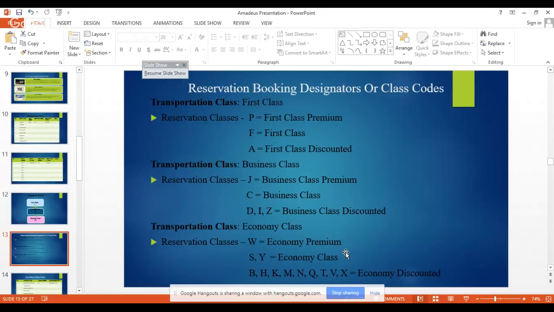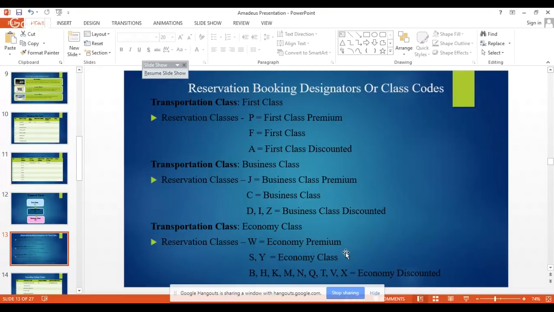The next transportation class we'll be talking about is the economy class. Like I said, we have first class, we have business class, and we have economy class when we're talking about classes of travel. And I told you the first class is always the most expensive of the three. Next to it is the business class, and the cheapest is always the economy class. Reservation classes. We have the W, which is Whiskey, which is economy premium. We have the Sierra, that is S class, and we have the Yankee class. They are both economy class.